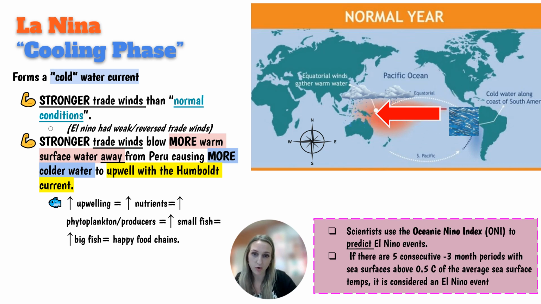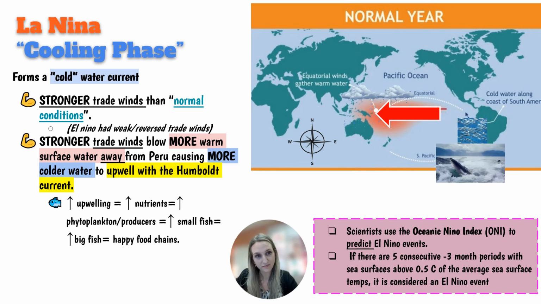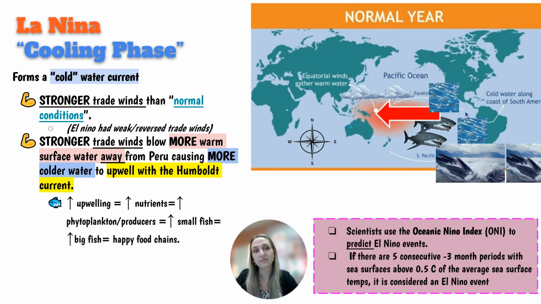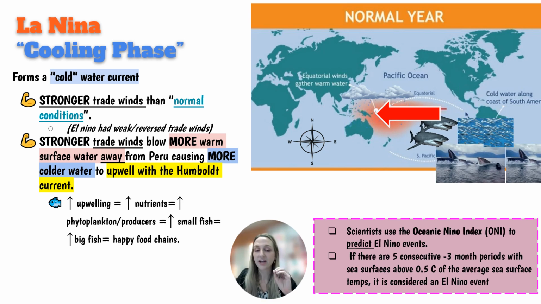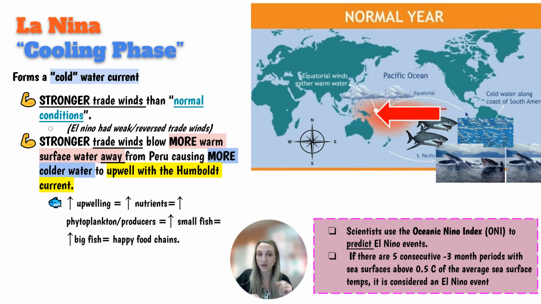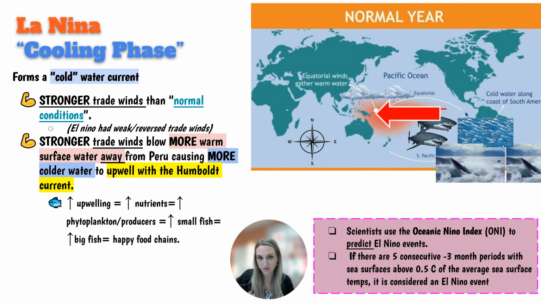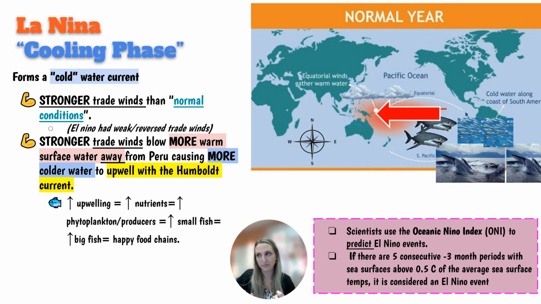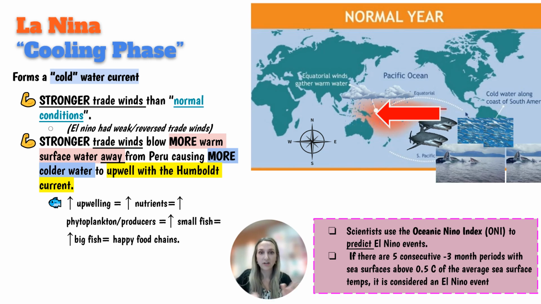This is going to cause even more upwelling, and more upwelling will bring in more nutrients. There'll be more phytoplankton, more producers, which will mean more small fish, more larger fish. We're going to have much more food to feed the local regions. We're going to have a lot more employment options in terms of working in a fishery for the locals.